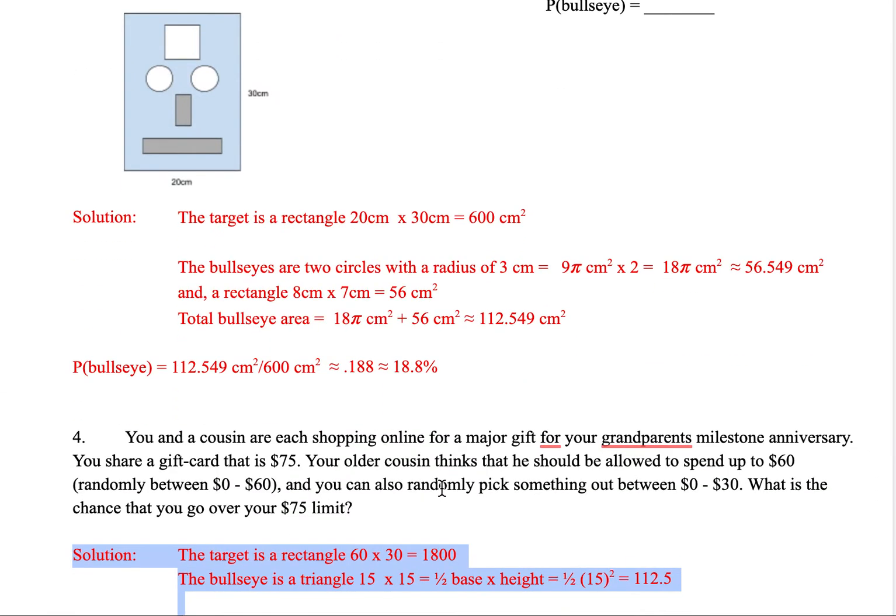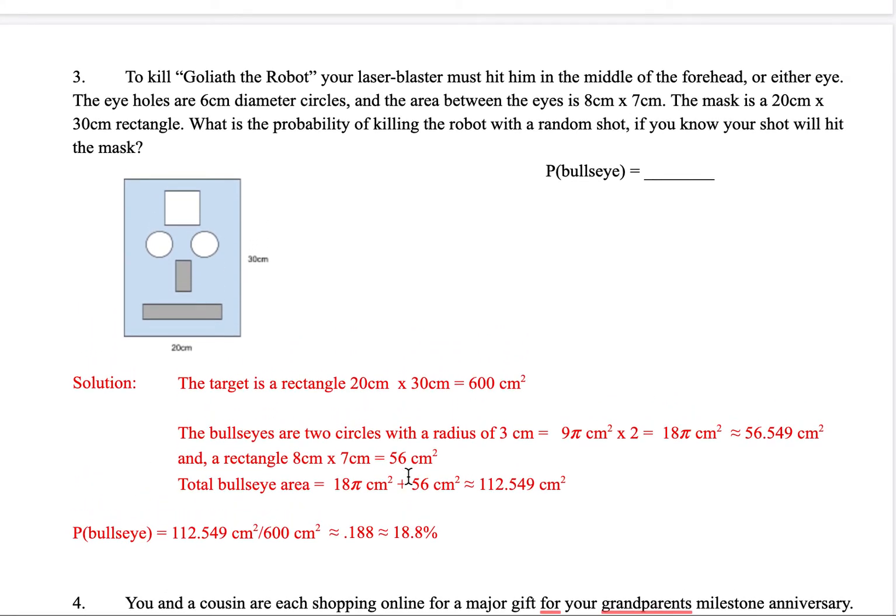Yep. Now we've got this Goliath the robot, funny shaped mask. You've got a bullseye that's right between the eyes, out of like the biblical Goliath, and then you can get him in either eye. That's just as good. So your whole target is that 20 by 30 rectangle. That's 600 square centimeters. The bullseyes are the two circles, each like the last with a radius of 3 centimeters, giving you an area of 9 pi, but there are 2 eyes, so you multiply by 2 for a total of the eyes area being 18 pi.